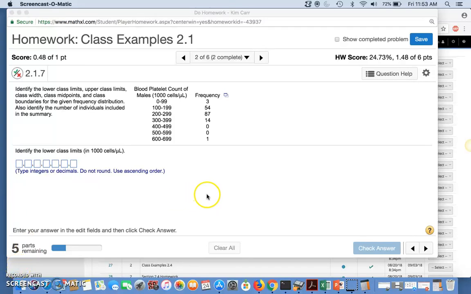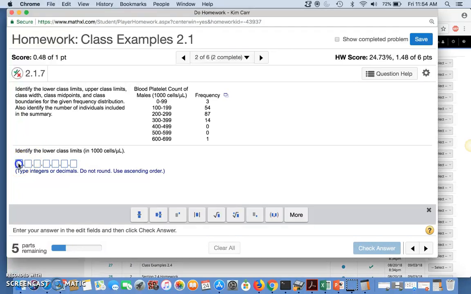All right, let's see what we can do here. We are asking for the lower limit. It's asking for several things right here, and let's take one thing at a time. The lower class limits will be these numbers on the far left in this chart: 0, 100, 200, and so forth. So these are the lower limits. Let's put those in.